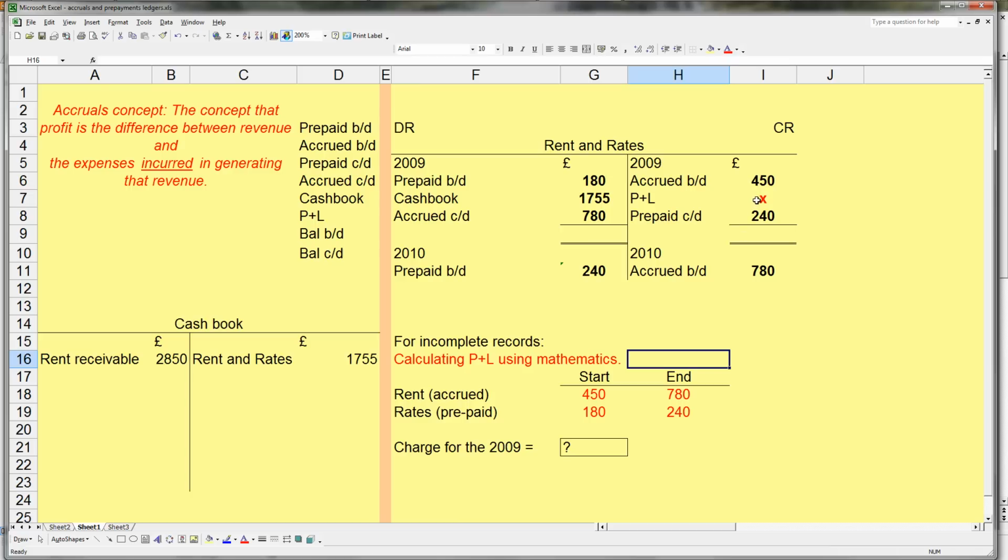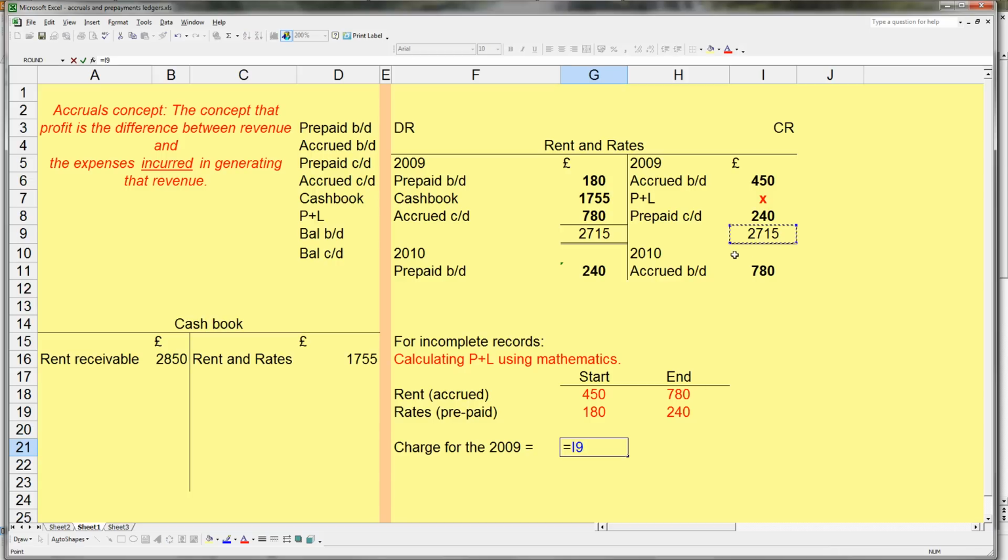So you add up that value, which will go over here, and then it's 2715. And move the total over to the side you need, and then you can find the P&L by taking away the two variables. So the charge for the year equals 2715 minus 240 minus 450, and you get 2025 as your answer. So that would be 2025, and the full ledger is constructed as it should be in the exam.